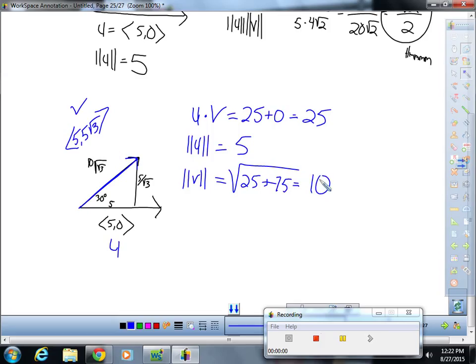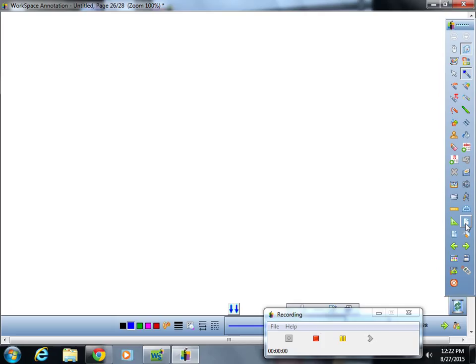And we just found out that U dot V over magnitude of U times magnitude of V is equal to 25 over 50, which is 1/2. And that leads me to my final aspect of today's introductory lesson, and this is pretty good stuff.